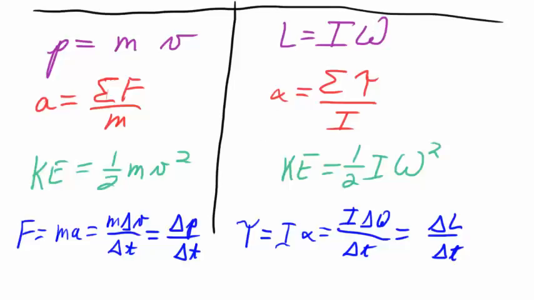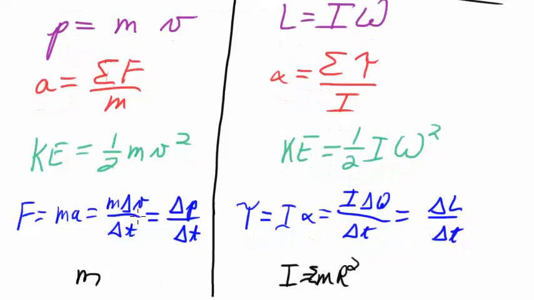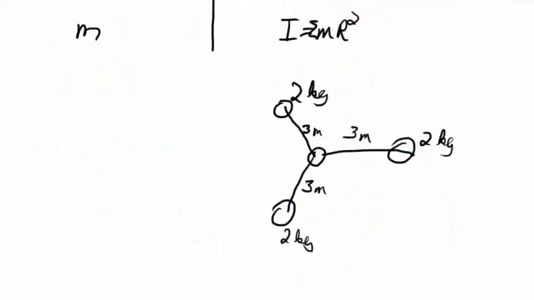The inertial quantity in the linear case doesn't have its own equation, it's just the mass. But the inertial quantity in the rotational case is the sum of all the masses times their distance, or radius r, from the center of rotation squared. So let's imagine that I have this three-armed spinner with 2 kilogram masses, each at the end of light 3-meter rods.